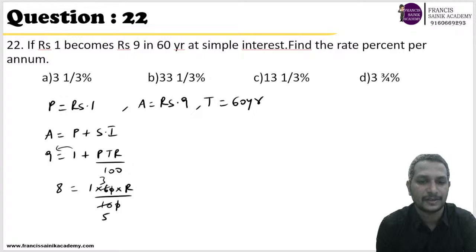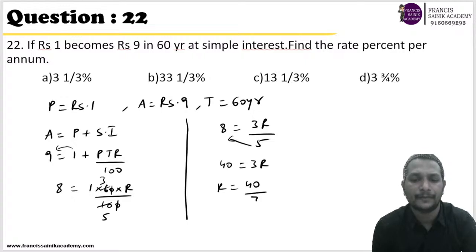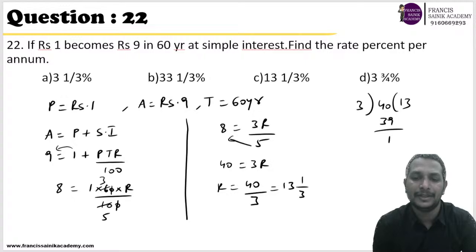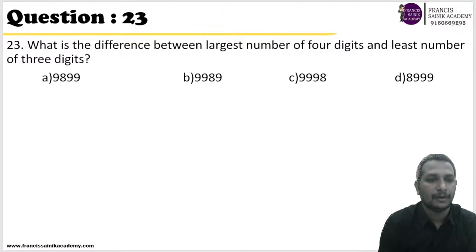Cancelling, we get 8 equals 3r by 5. As we need to find the value of r, 8 into 5, 40 equals 3r. r equals 40 by 3. If I convert this into a mixed fraction, 3 13s are 39. This is 13 1 by 3 percentage. This is option C.